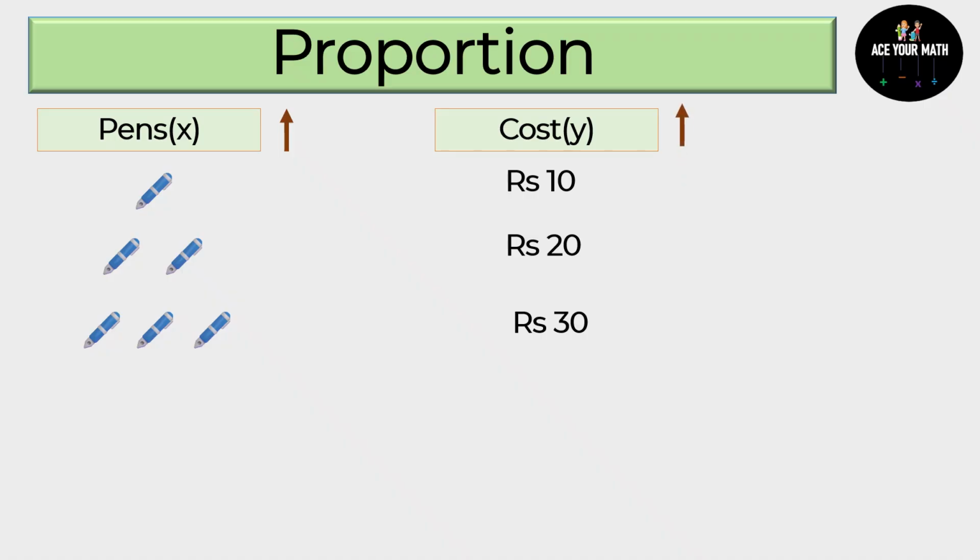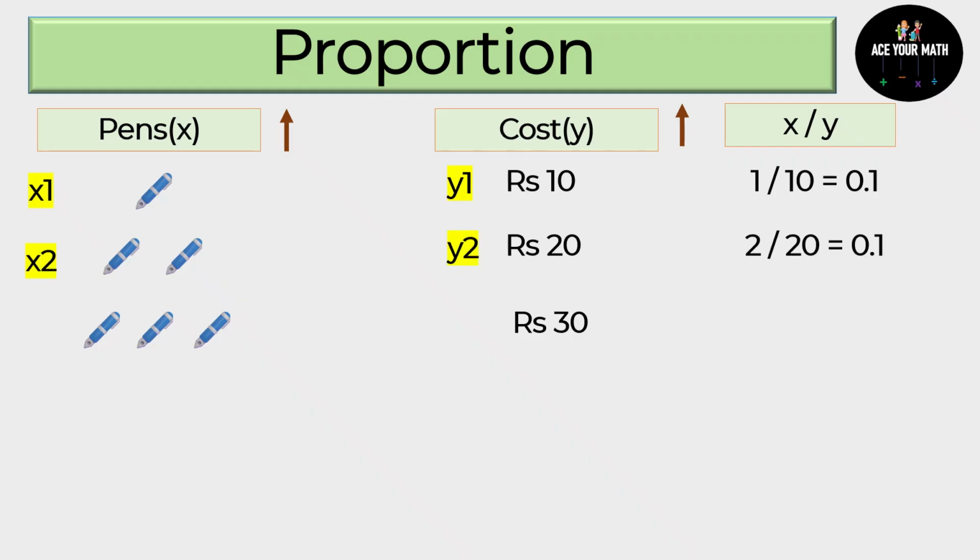If you see, if the pens are increasing, then its cost is also increasing in the same ratio. Okay, now if you try to find x upon y, it means if you divide the number of pens by the cost of the pen. So let's take the case of the first one when the pen is 1 and cost is 10. So you will divide 1 by 10, and when you divide 1 by 10, you get 0.1.